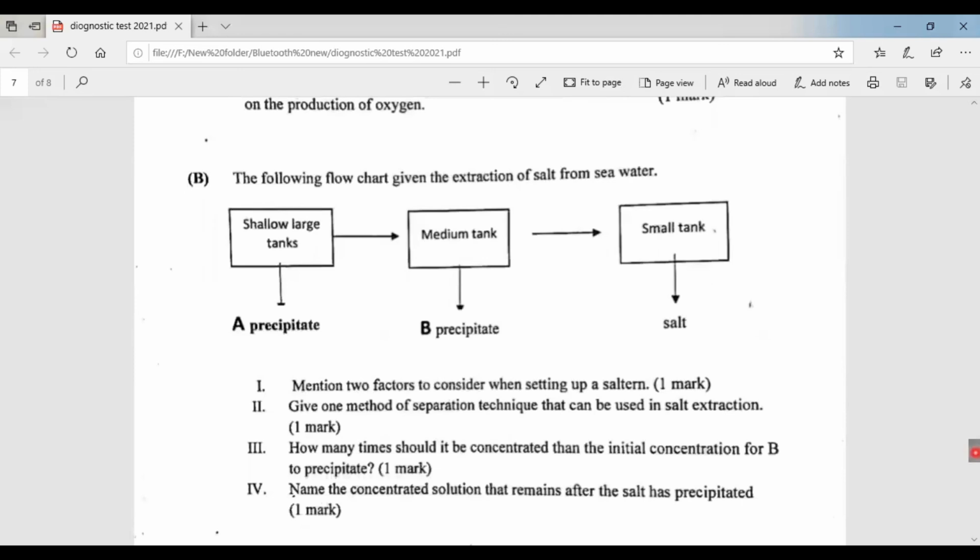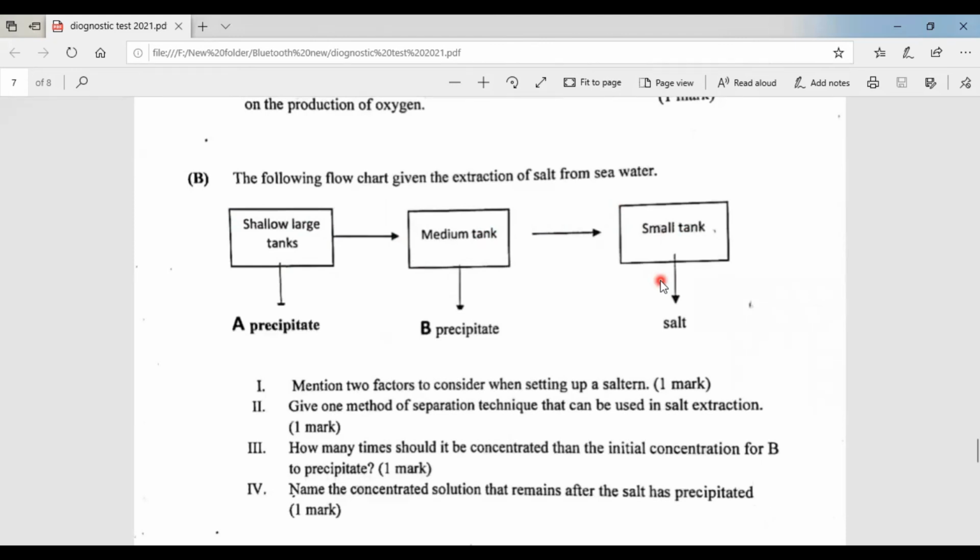The following flowchart shows the extraction of salt from seawater: shallow large tanks, medium tanks, small tanks. From the shallow large tank, we can precipitate calcium carbonate, and from the medium tank, we can precipitate calcium sulfate, and from the final tank, we can take the salt.